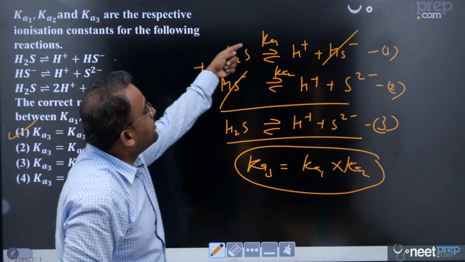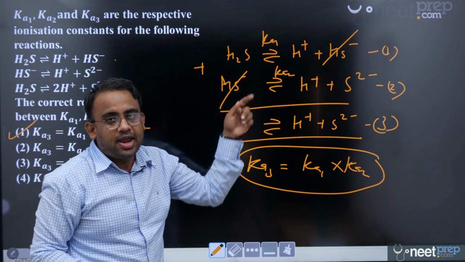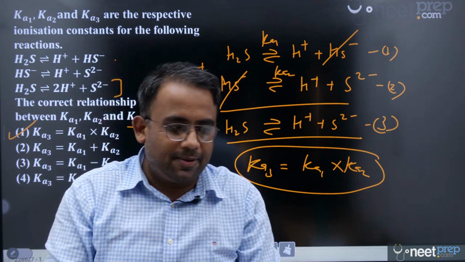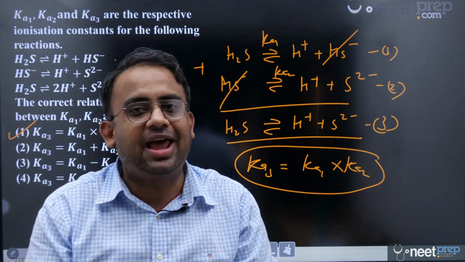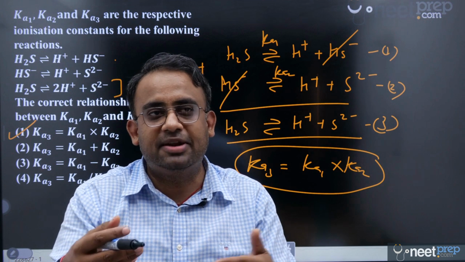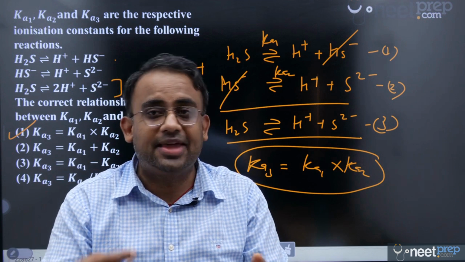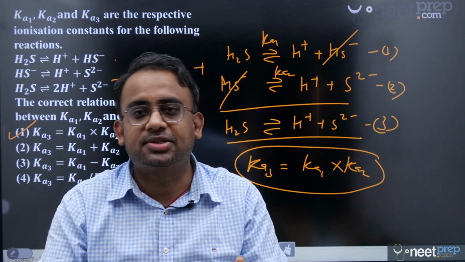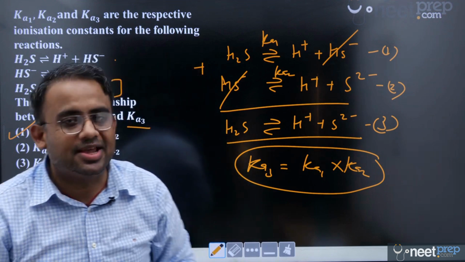If we would have subtracted these two equations, in case of subtraction, the resulting equation will have an equilibrium constant which will be the division of the equilibrium constants of the two reactions which we have subtracted to get the desired reaction.